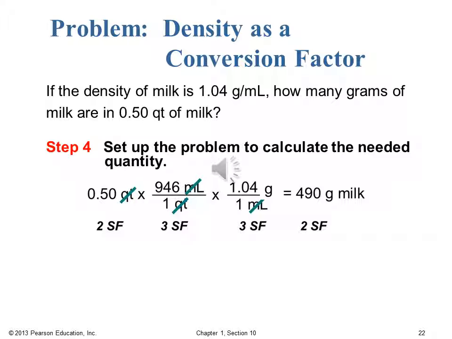Our initial 0.50 quarts of milk was 2 sig figs. We're doing multiplication and division here, so we want the final answer to have the same number of sig figs as our least significant value. So 2 sig figs was our least significant value in the calculation, and therefore 2 sig figs is the number of sig figs for the final answer, the 490 grams of milk.